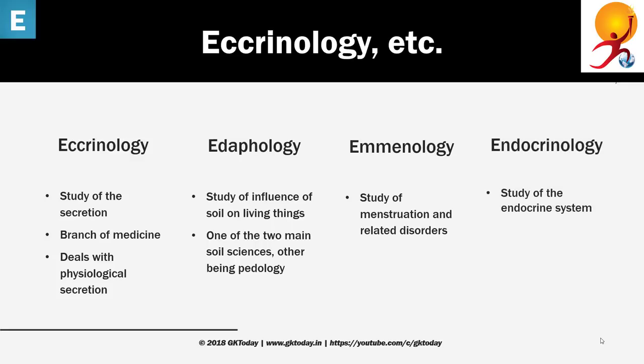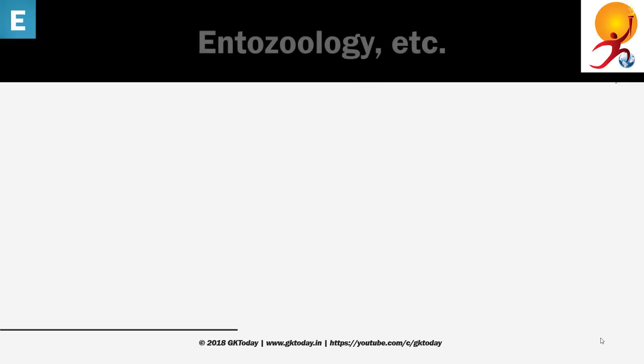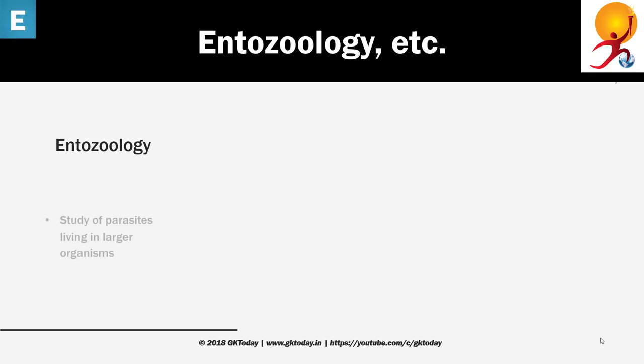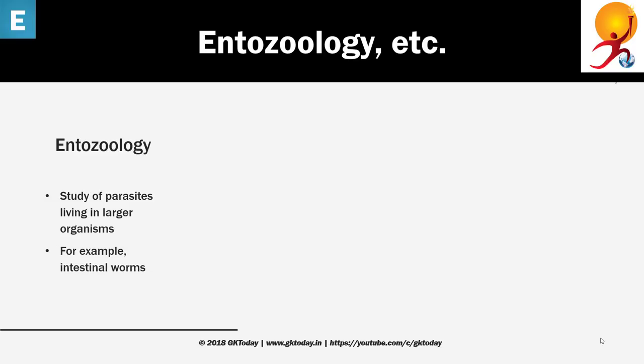Endocrinology is the study of the endocrine system. It specializes in endocrine secretions and hormones. Entozoology is the study of parasites living in larger organisms, for example, stomach parasites like intestinal worms. Enzymology, as the name suggests, is the study of enzymes. It's a branch of biochemistry.